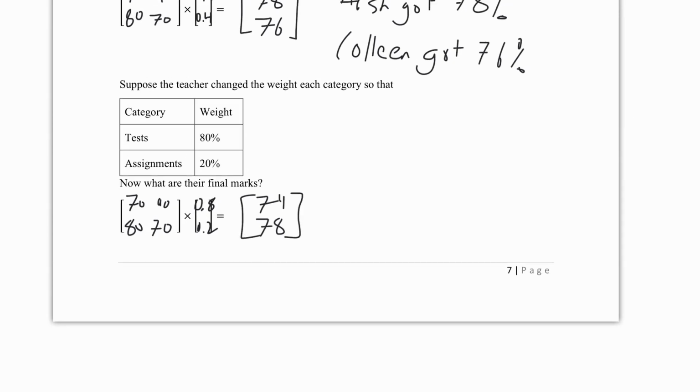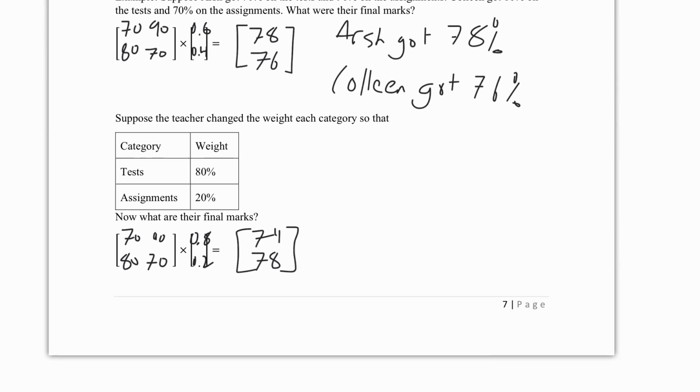which is kind of weird. If you notice, they didn't do any better or worse in the class, but the teacher changed the weighting. And suddenly Arsh went down 4% and Colleen went up 2%. Over here, Arsh might have been feeling pretty good. He beat his friend Colleen. He had the higher mark. But over here, Colleen beat Arsh, and now Colleen has the higher mark.